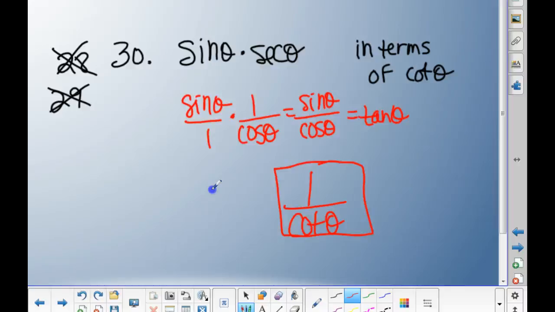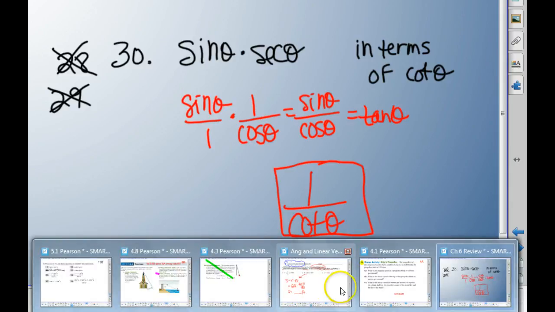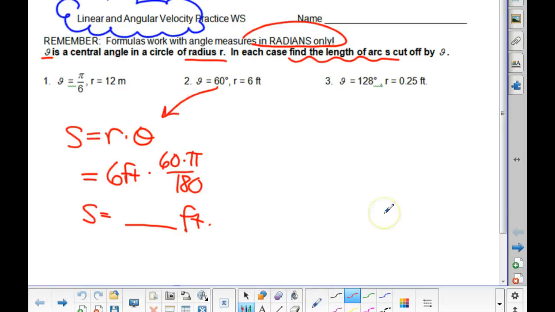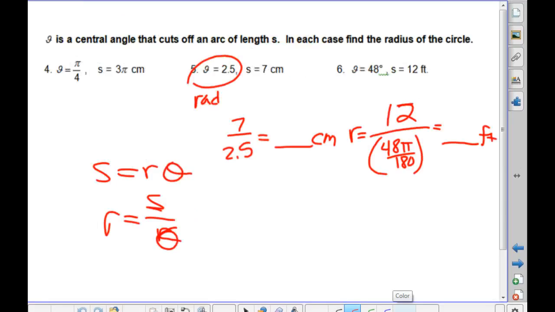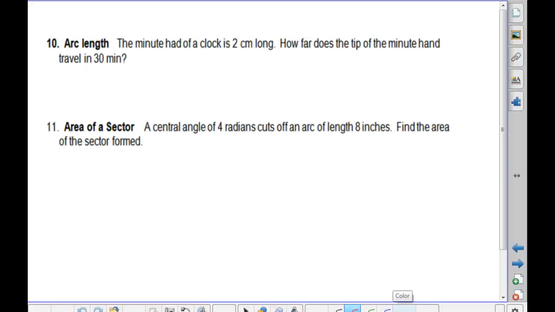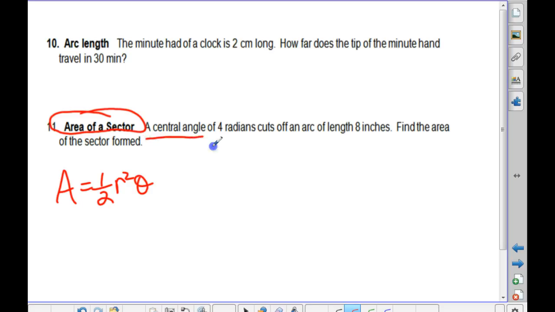Yes, on the linear and angular velocity chart. Number 11. Okay, this is the linear and angular velocity worksheet. Question 11. At first I thought area of a sector, I gave everybody that formula, why are they asking me this question? And then I realized, because it doesn't give you the stuff you need for this formula. Area of a sector, that's on 11b, is 1/2 r squared theta. But this doesn't give us theta. It says a central, oh yes it does.